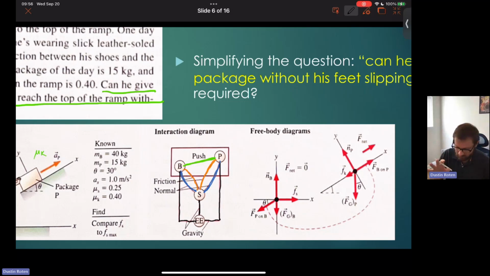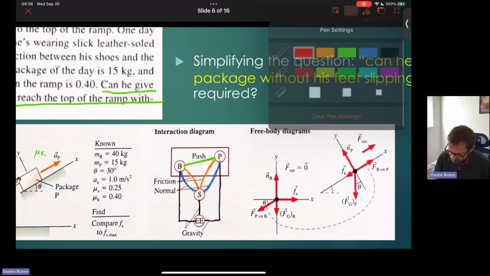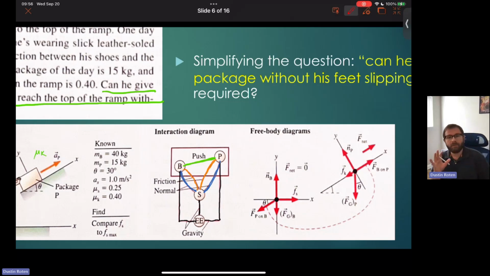Okay, so we've got 4 different colors in our system, which means we have 4 different forces to deal with. So here's what I'm going to do. I'm going to identify and isolate the boy.